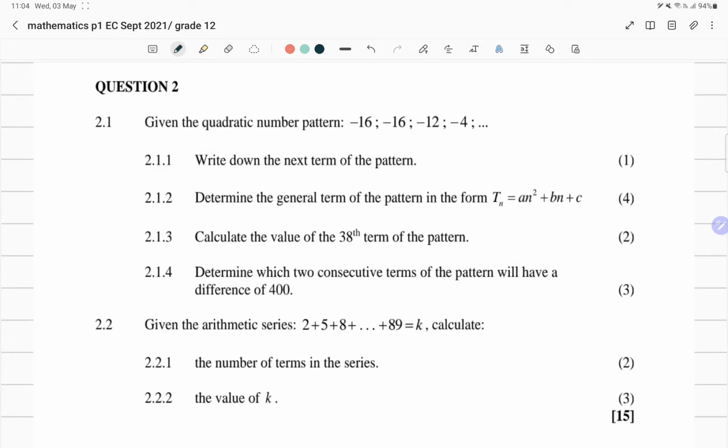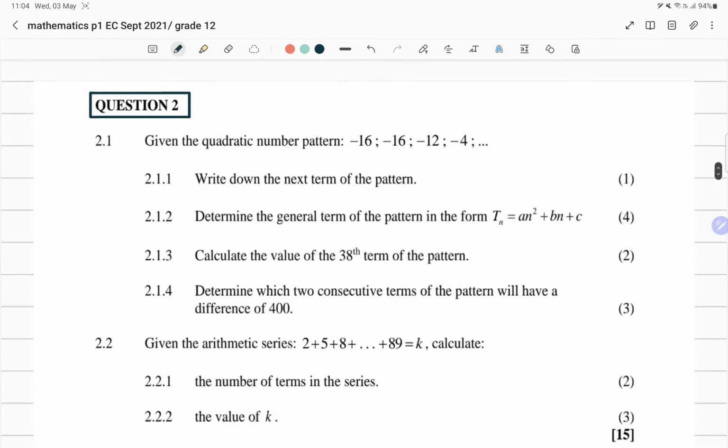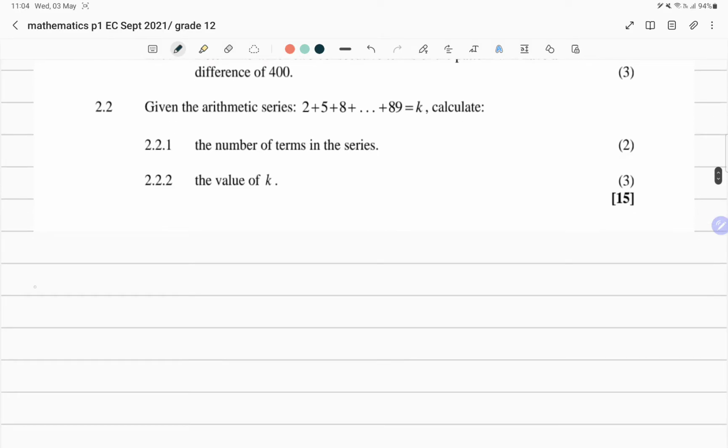Sequences and series. So easy stuff. Nothing major here. This is something that is too easy. But you guys managed to mess it up. So we are told here this is a quadratic number pattern. So this is easy. Grade 11 stuff as well. So it says write down the next term of the pattern. So 2.1. Then we've got 2.1.1.